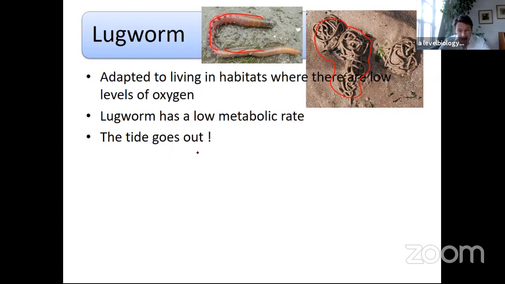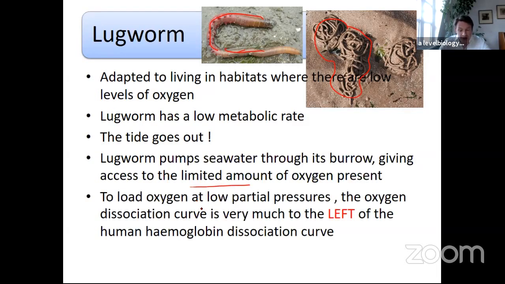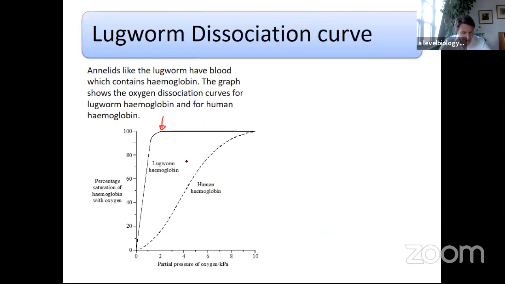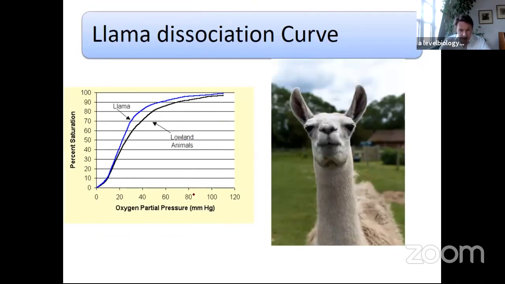When the tide goes out, they're trapped with water in the burrow. It's got a limited amount of oxygen, so it loads oxygen at very low partial pressures because it's very much to the left, because the curve is down here, and then it unloads the oxygen in the tissues. Exactly the same, but because it hasn't got much oxygen in the burrow and so on. Not a lot of people have got to cover that, but there we go.